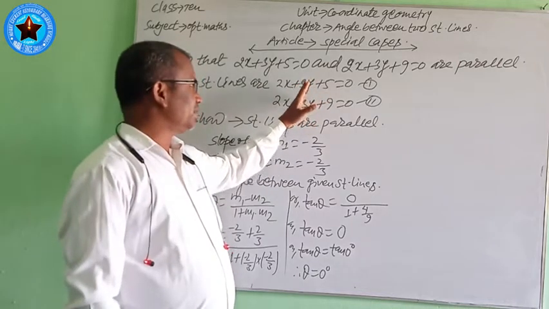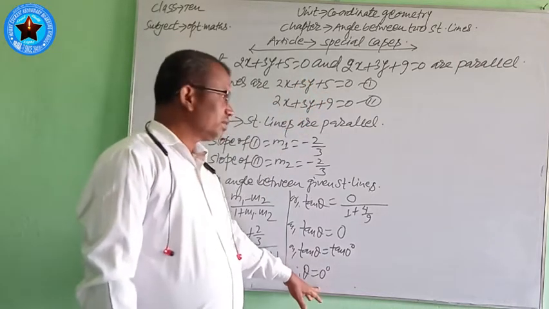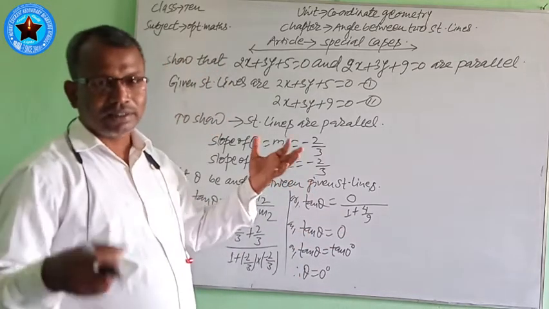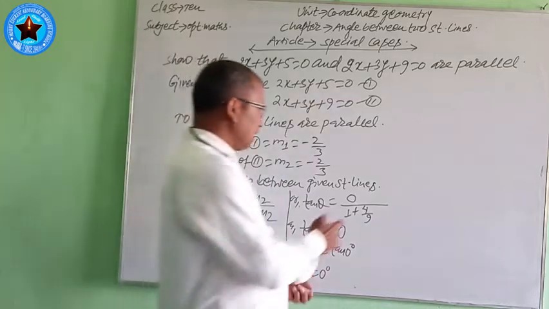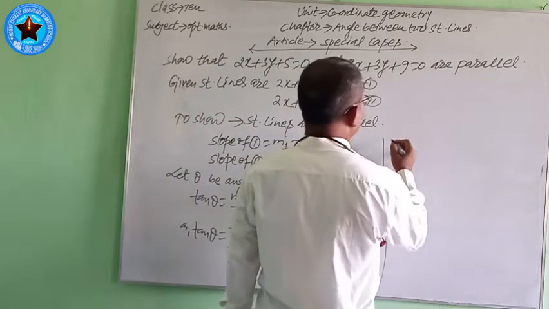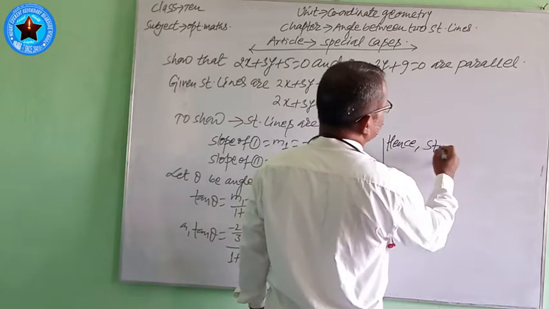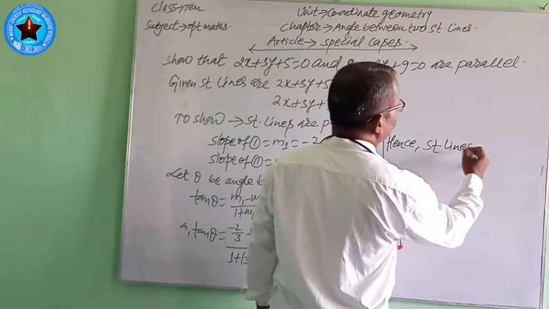The angle between these two straight lines is 0 degree, and we know straight lines are parallel if the angle between them is 0 degree. Hence the straight lines are parallel.